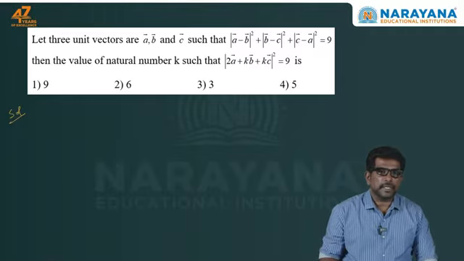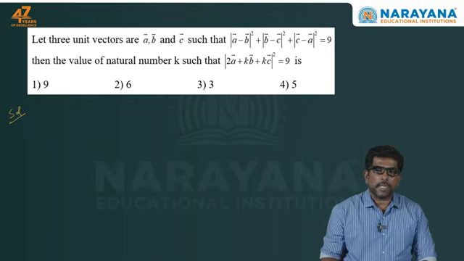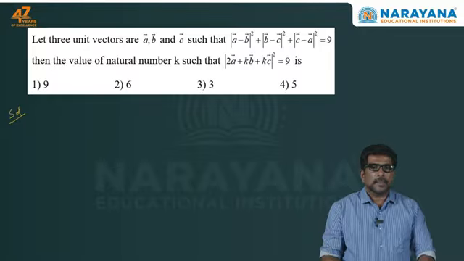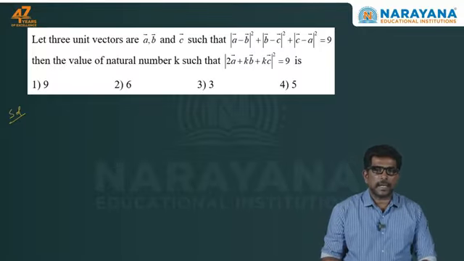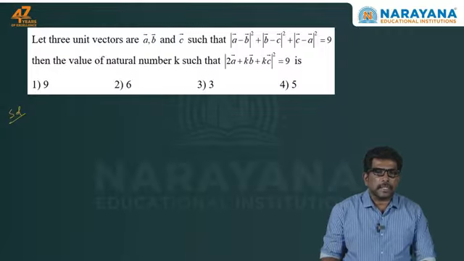Out of all those, the first one is: let 3 unit vectors be a bar, b bar and c bar such that mod a bar minus b bar whole square plus mod b bar minus c bar whole square plus mod c bar minus a bar whole square is equal to 9. Then find the value of natural number k such that mod 2a bar plus kb bar plus kc bar whole square is equal to 9. The problem is related to vectors and magnitudes, and especially this type of problems we frequently find in our material also.